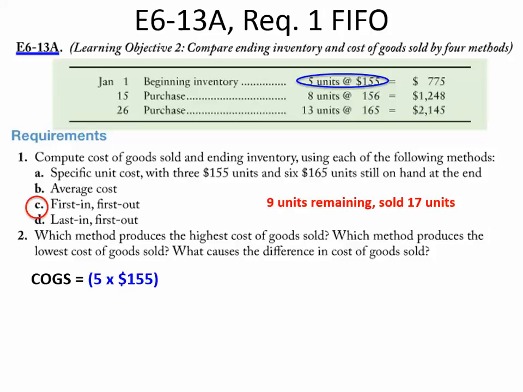So 5 at 155. Then we sold all 8 of the next purchase because 5 plus 8 is 13. We're still under the 17 we sold. And then we have 4 that we have to take from the 13 units. Why? Because we used up all 5 of January 1. We used up 8 of January 15, so that's 13. We know our total sales are 17. So 17 minus the 13, which is the beginning inventory plus the January 15th purchase, gives us 4. So we need to take 4 from the 165. So our cost of goods sold under FIFO is $2,683.